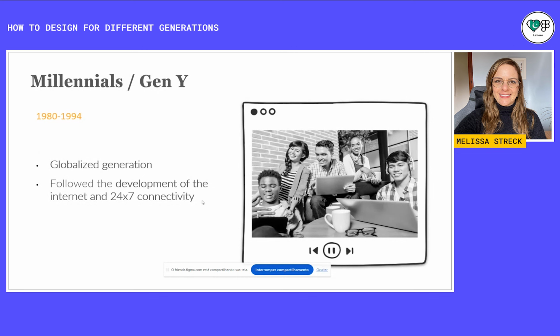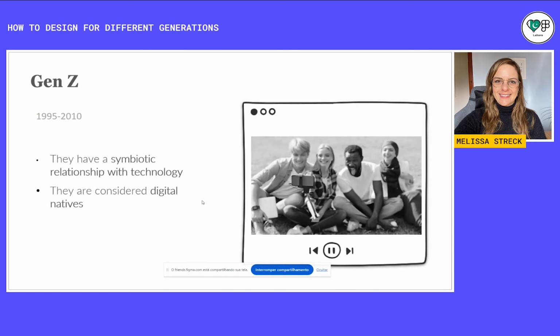Then we have the millennials, or Gen Y. They were born between 1980 and 1994. It's known as a globalized generation. They followed the development of the internet and 24/7 connectivity, right? It's a generation that was born in this context of the internet that we already know, and they're very familiar with this.